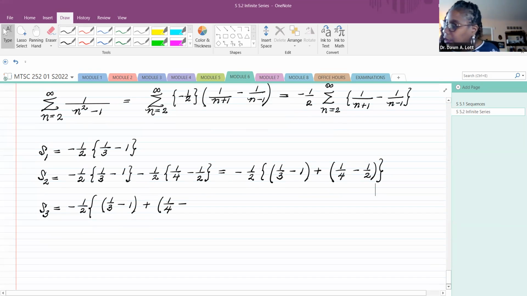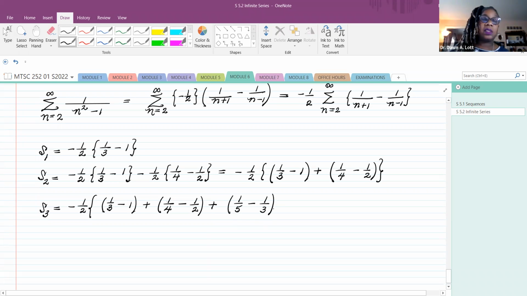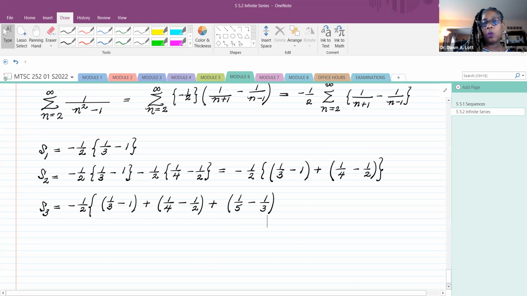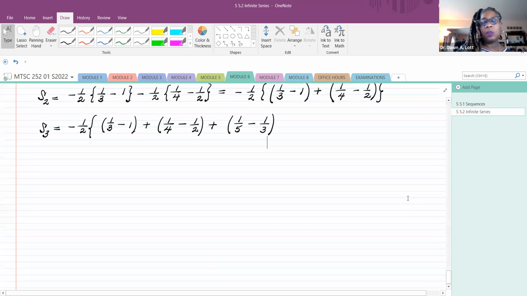All right, so the second one is 1/4, because n is now 3. So I get 1/4 minus 1/2. Then the third one, n is going to be 4. So I'm going to get 1/5 minus 1/3. Okay, so now I can see that the 1/3 is going to drop out. I need to go a little bit further. Let's go one more to see what we get.